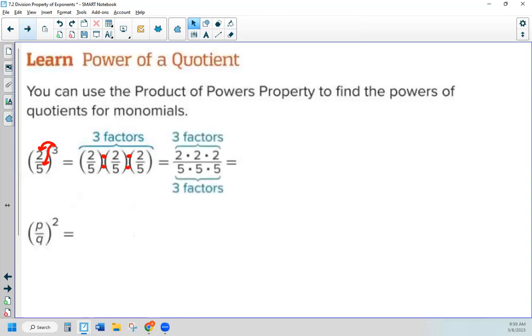The way that I do my work, I would be skipping this first step. I would just write it like this right off the bat. I'd give the 2 the third power, and then I give the 5 the third power. That's what I would do right off the bat. As simple as that. But I'm just showing you.